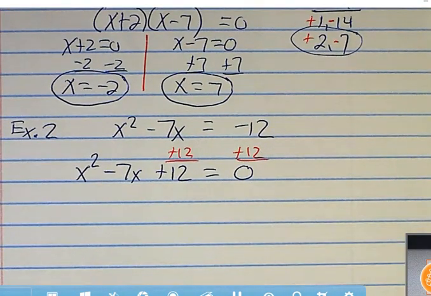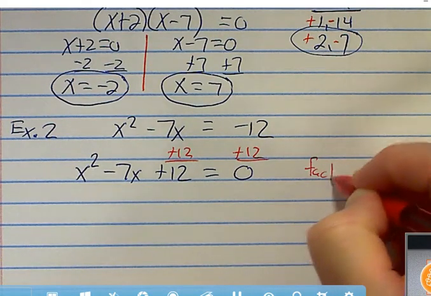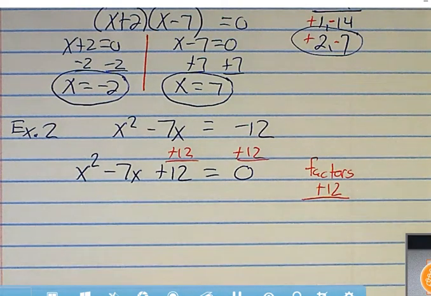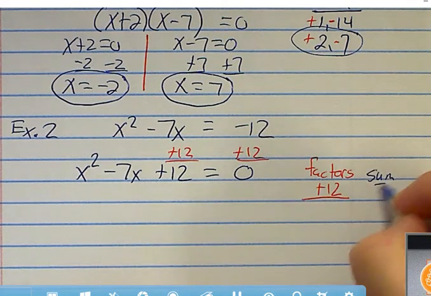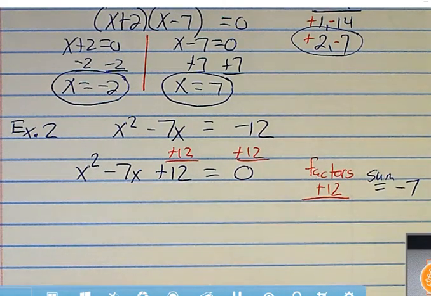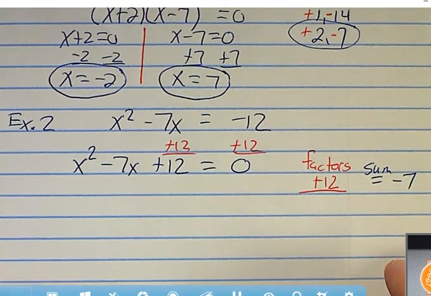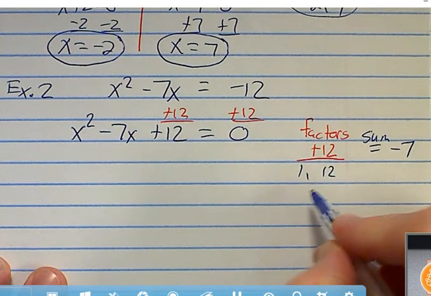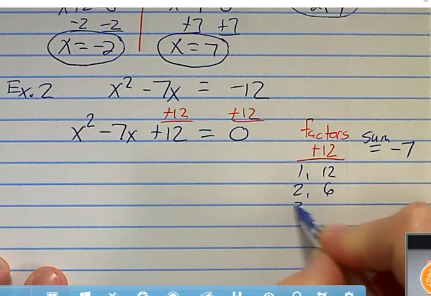Okay, so once we moved it to the left-hand side that's equal to 0, now we're back to the same basic setup. We've got x squared minus 7x plus 12. Well, that means we're looking for the factors of positive 12 where the sum is going to equal negative 7. Okay, and again, you don't have that many factors for 12. It's either 1 and 12, it's 2 and 6, or it's 3 and 4.